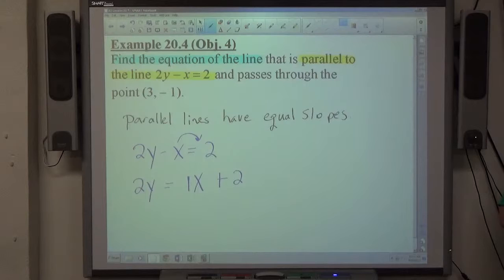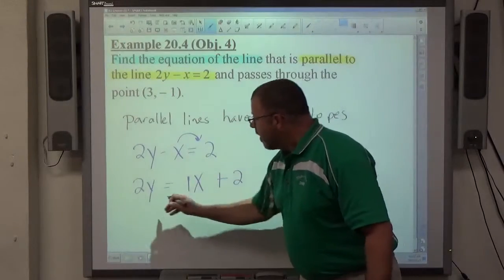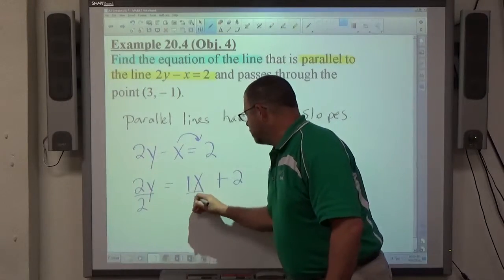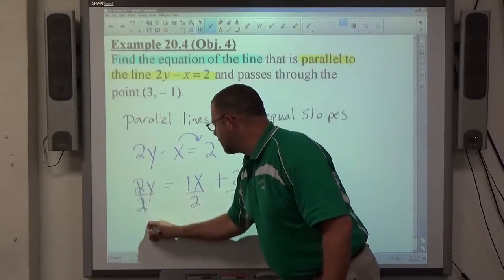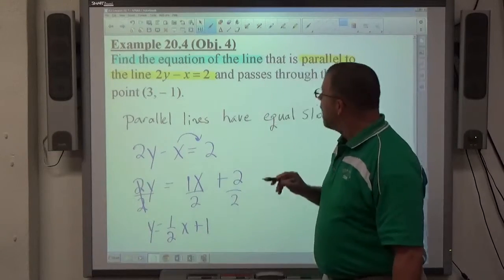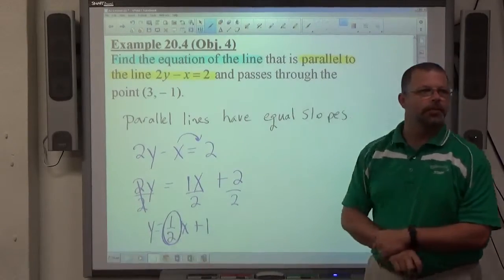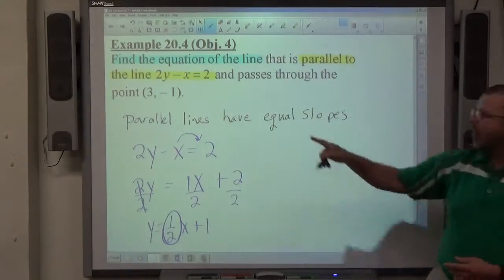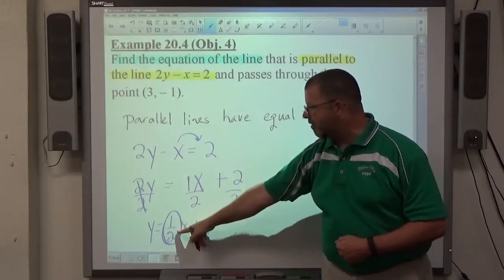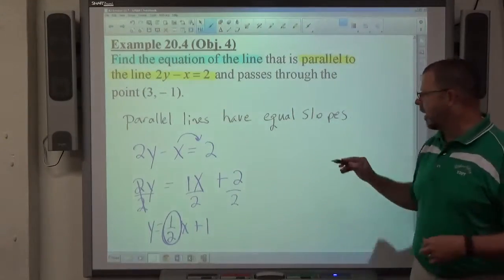I don't care if the y has a number in front of it. I don't want it to. But if it doesn't, that's fine. But if the x doesn't, I'm going to put a 1 there. Then as Maddie said, I'm going to divide by 2. That gets me y equals 1/2 x plus 1, right? And slope is located right here when you're looking at y equals, right? So the slope of the line they gave me is 1/2, and parallel lines have equal slopes, so the slope of the line I'm looking for is also 1/2.